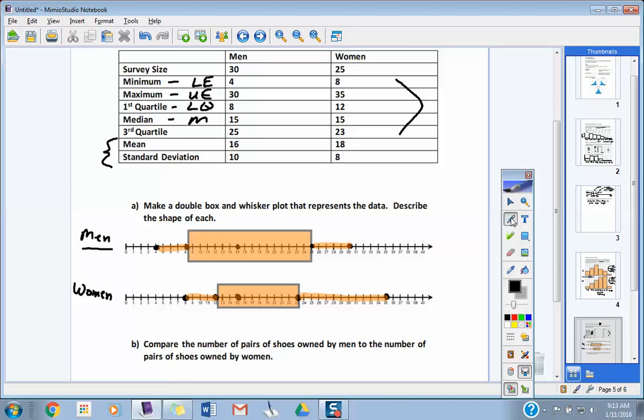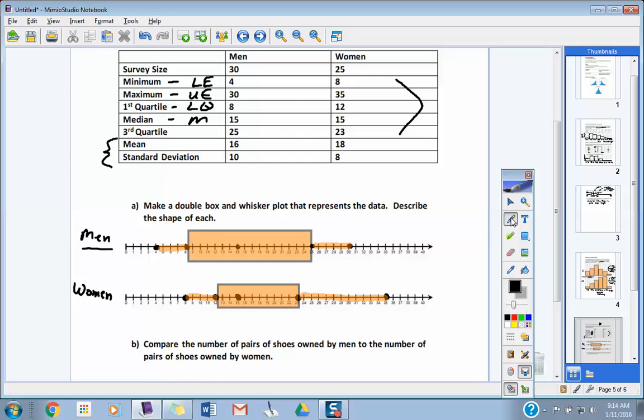Women, because values are skewed to the right. Okay, and the way it compares, 4 was the lowest one here, 8 was the lowest one here, so it makes sense. The medians are about the same. The lower quartile here is higher, the upper quartiles are about the same, but the upper extreme is higher for women. So on this, compare the number of pairs of shoes owned by men to the number of pairs of shoes owned by women.